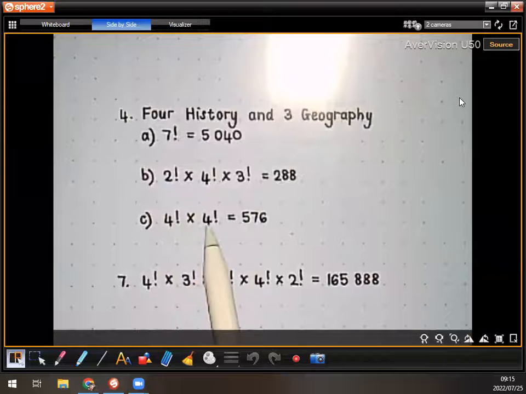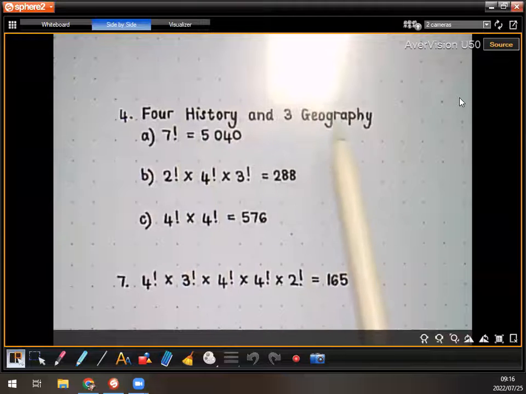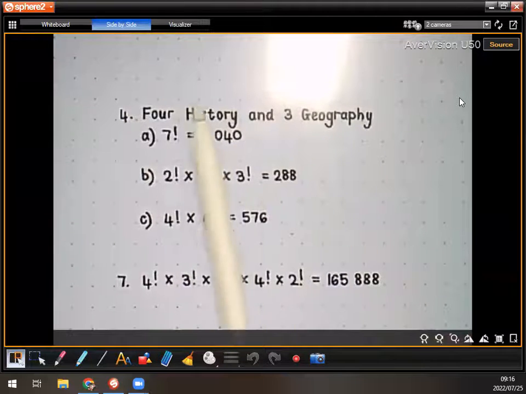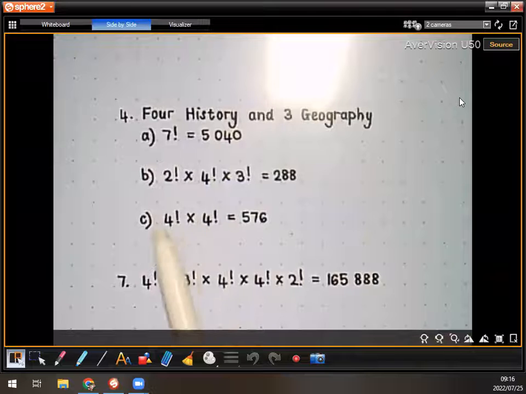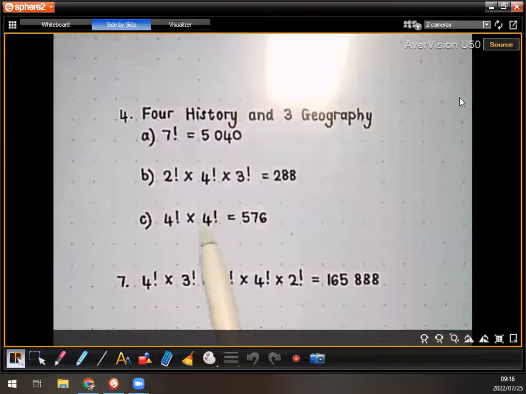And then for the next one, they now said that just the 4 history books need to be grouped together. The geography books can be whatever. So now you need to think that is one group, and then the 3 geography books each form their own group. So 1 and then 3 groups, so there's 4 groups altogether, and then in the history group, because there are 4 books, they can be arranged in 4 factorial ways.